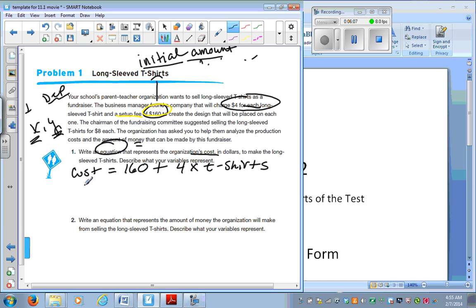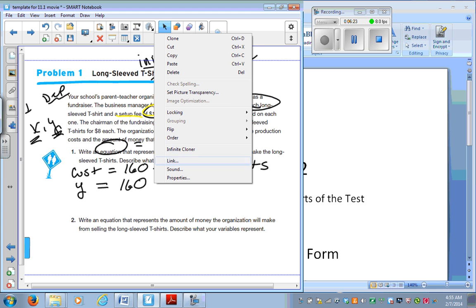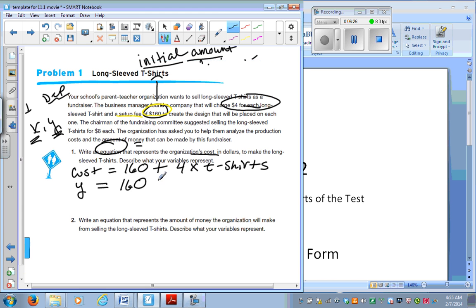Because your cost depends on how many t-shirts you buy, I'm going to change this cost into a y, because that's traditionally our dependent variable. So my cost, my dependent variable y, is equal to $160 setup fee plus $4 times my number of t-shirts. I'm going to use x to represent my number of t-shirts. My number of t-shirts is what affects my total cost. That is, my cost depends on my number of t-shirts. So that's why t-shirts is represented by x and cost is represented by y.